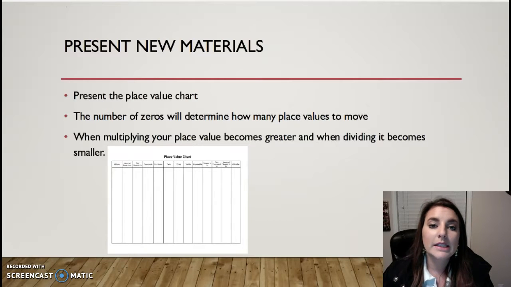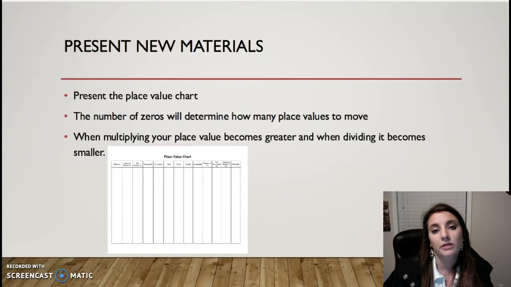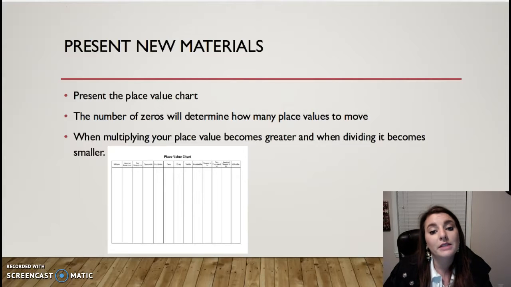The new material can consist of our place value chart. We have worked with a place value chart, but not to this extent where it's easy to see the moves and the shifts when you do multiply or divide. Also, we will look at how the number of zeros will determine how many place values you will move. And then you'll also look at when multiplying, your place value becomes greater, and when you divide, your place value becomes smaller.